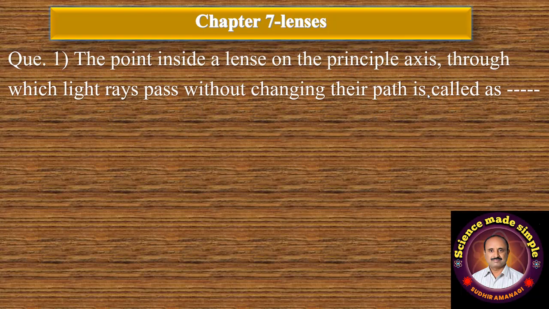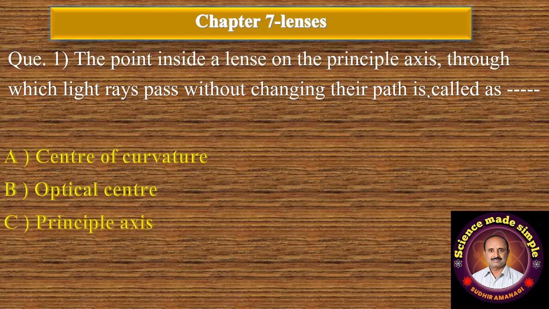Question number 1. The point inside a lens on the principal axis through which light rays pass without changing their path is called as dash dash. Option A, center of curvature. B option, optical center. C option, principal axis. And D option, incident point. Correct answer is option B, optical center.